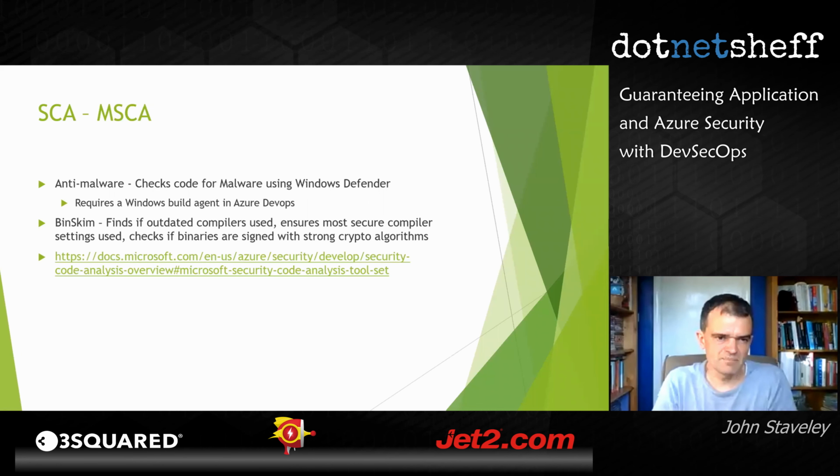Finally, BinSkim. So this helps you find outdated compilers, ensures using the most secure compiler settings, checks binaries are signed, and that kind of thing. So this is more if you're building a desktop application where potentially a malicious actor could substitute some DLLs in there, and so you can check that the DLLs really talk to each other if they've got strong crypto and strong signing.